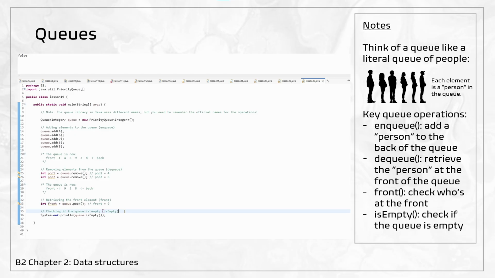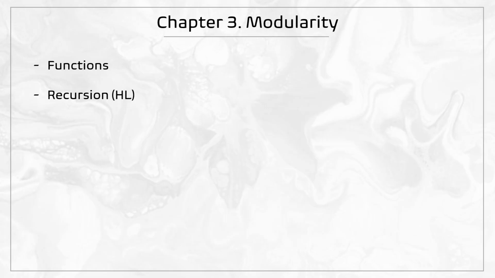Notice how these operations are all similar in function to stacks, but using FIFO instead of LIFO, and using different words to describe the actions. And that's all you need to know about data structures. So to recap, we've got arrays, 2D arrays, array lists, stacks, and queues. We're now going to move on to modularity.